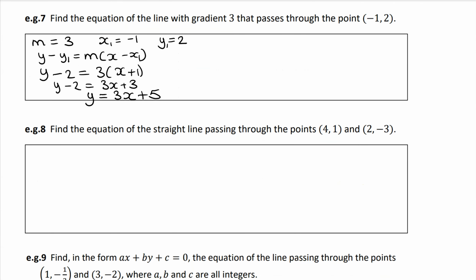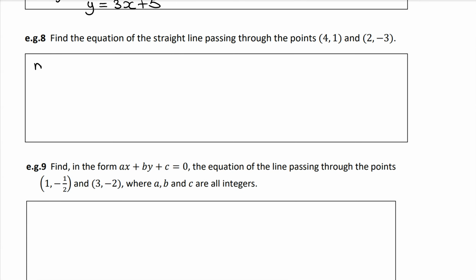In this second question, example 8, we need to find the equation of the straight line passing through these 2 points. So if I go through my criteria, I do have at least 1 point on the line. In fact, I have 2, but what I don't have is a gradient. So the first thing I'm going to need to do is find the gradient between these 2 points.